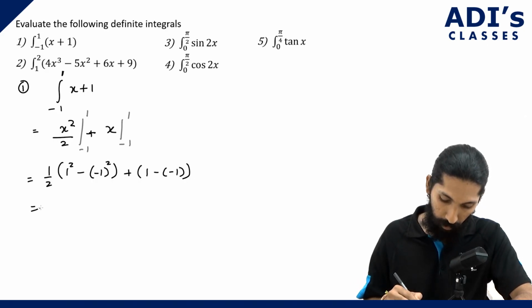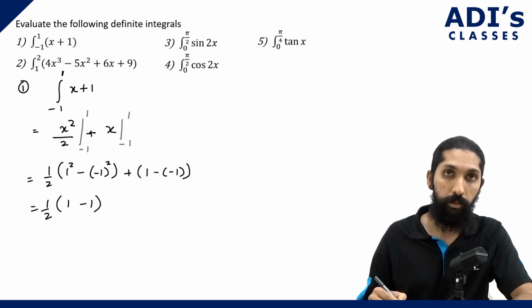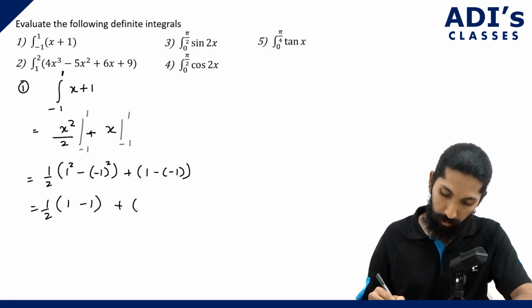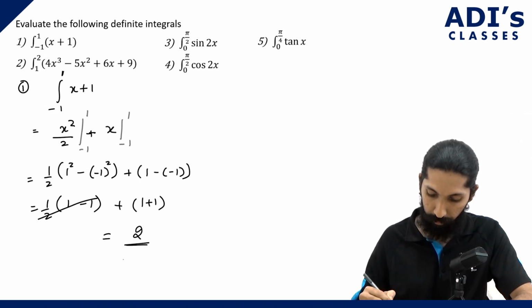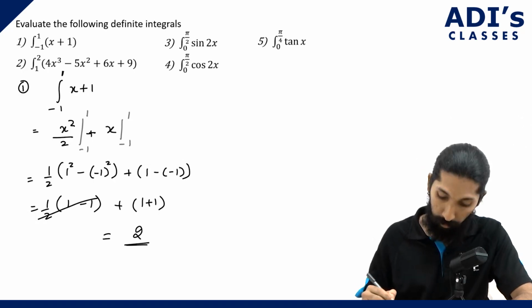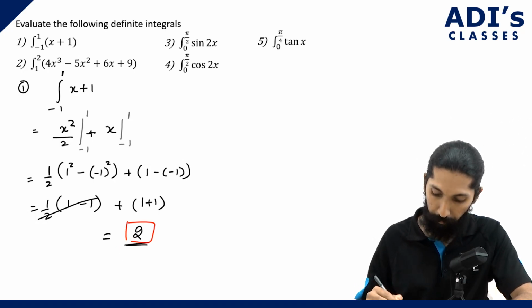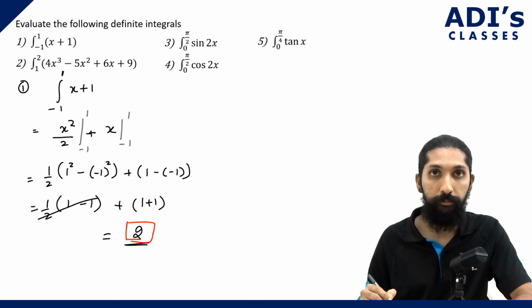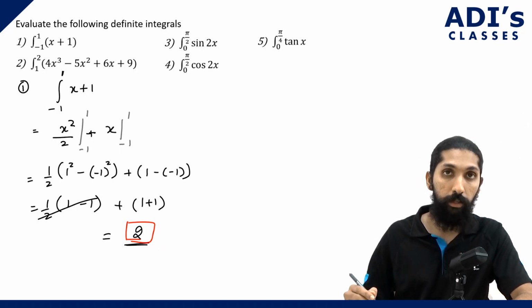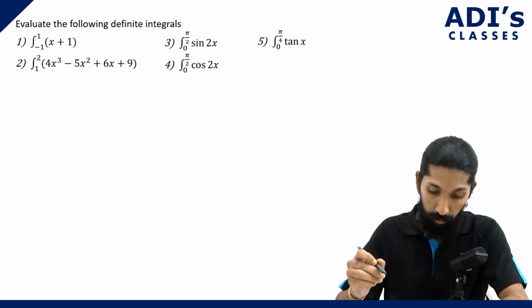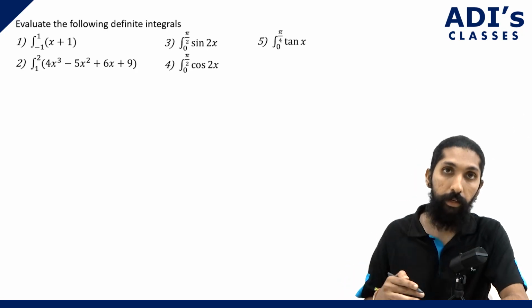So this is going to be half of 1 minus 1, right? Plus 1 plus 1. This part is 0. So the final answer is 2. So the answer for the first one is going to be 2. That's all. Very simple, very easy. Fair enough? Now let's do the second question. In this problem also, directly integrate and substitute.